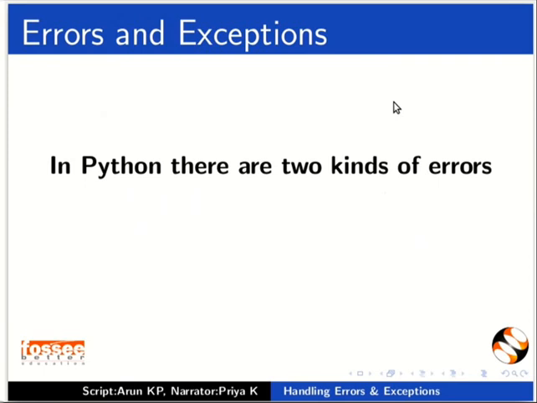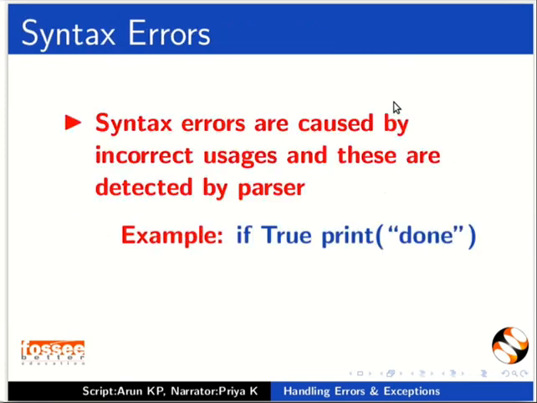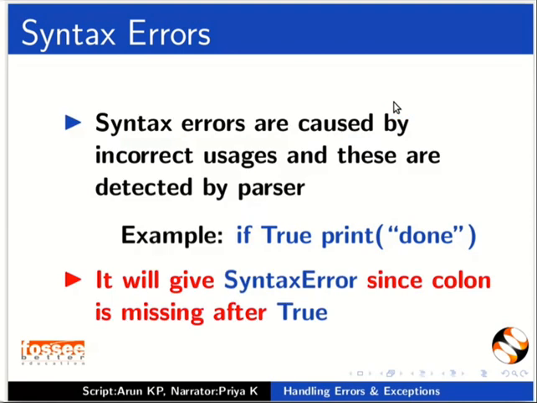In Python, there are two kinds of errors: syntax errors and exceptions. Syntax errors are caused by incorrect usage and these are detected by the parser. For example, if True: print("done"). It will give a syntax error since the colon is missing after True.